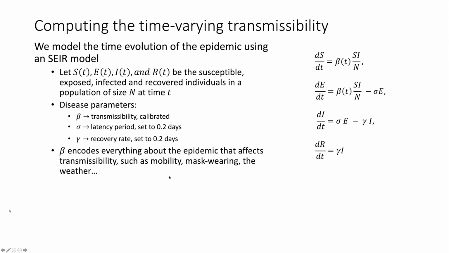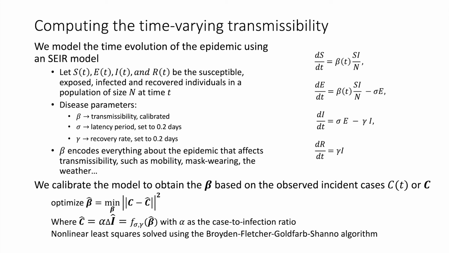And so what this means is that since beta is the only thing that we're calibrating to match the case data, it encodes effectively everything about the epidemic that affects transmissibility. That includes mobility, but also other factors that might be affecting it, like mask wearing or physical distancing or the weather or whatever it might be, right? So now that we have that, and we calibrate it to match the observed cases, once we have that, then we can say, how much does the change in mobility explain the change in the beta time series?